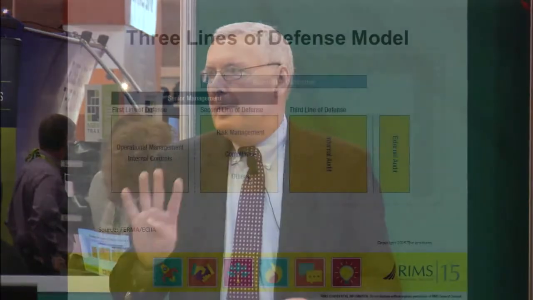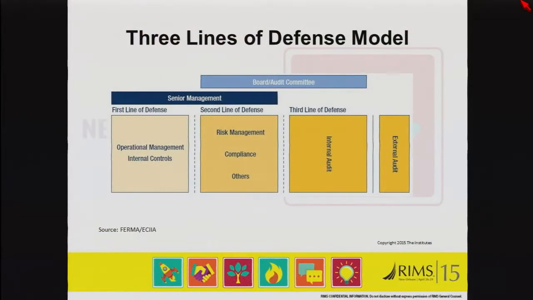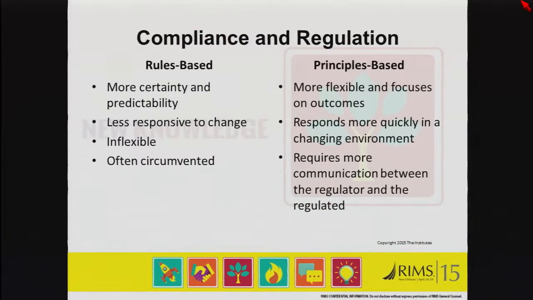Third line of defense can be considered internal audit. As we said, internal audit looks at the assurance of the adequacy of the controls and assures the board as to the adequacy of the controls. And we can look at external audit as a fourth line of defense as well, even though this is called the three lines of defense model.